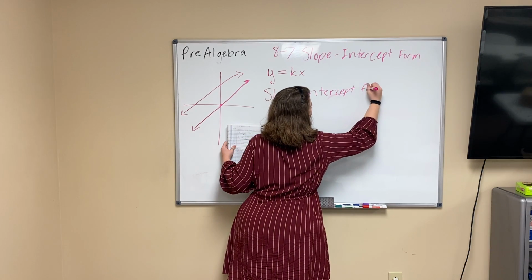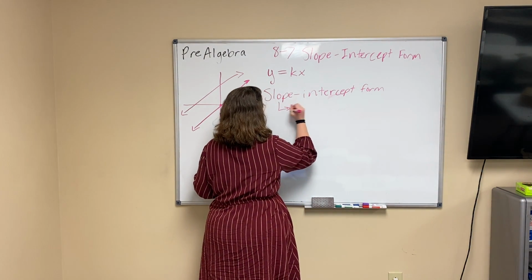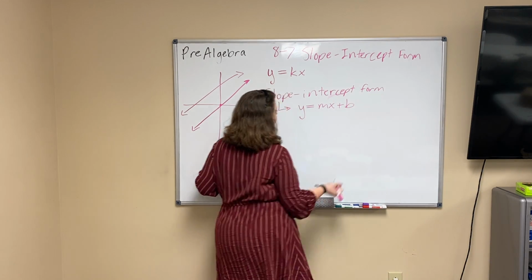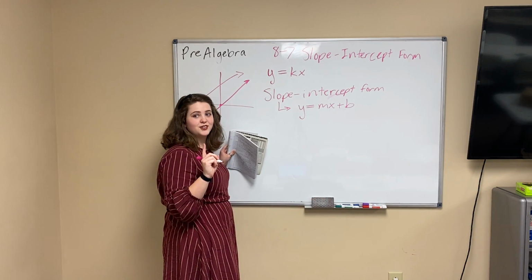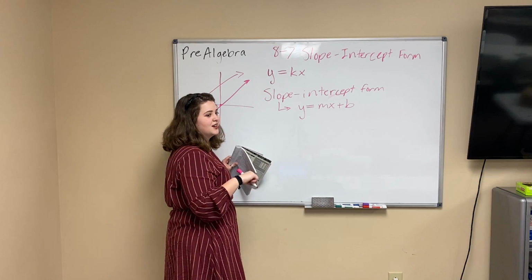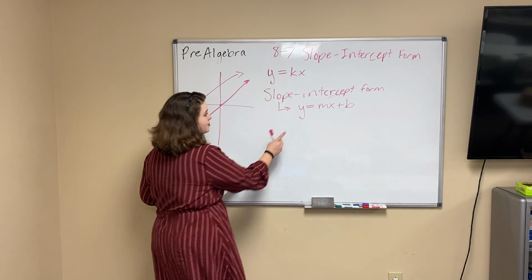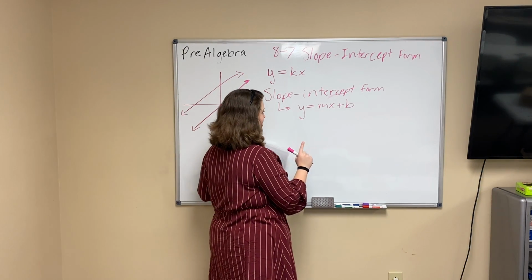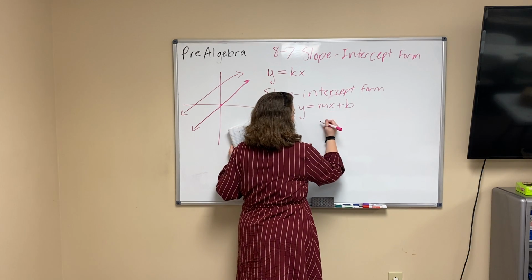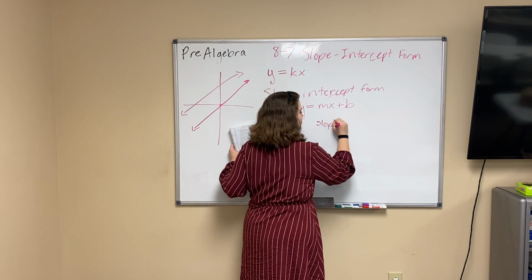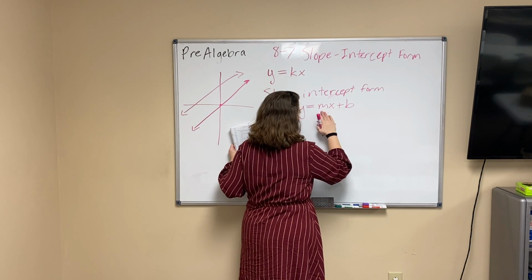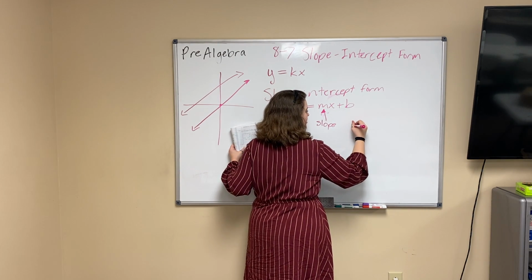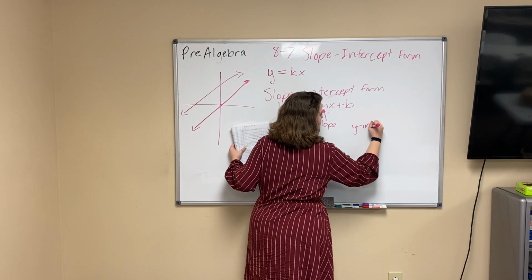Slope-intercept form looks like this: y equals mx plus b. Now this is an equation that's going to follow you through Algebra 1, Algebra 2, geometry. This is going to keep coming up because anytime you need to find the equation of a line quickly, we're going to use slope-intercept form. What you need to know is that the m is our slope, just like our k in direct variation equations. M is our slope, and b is our y-intercept.